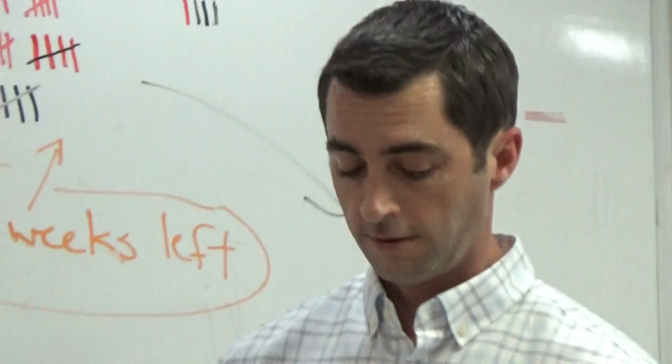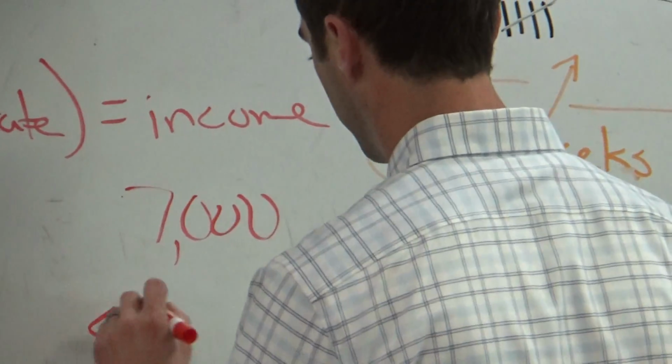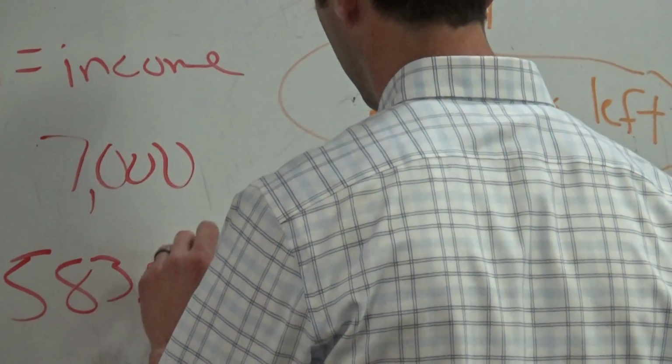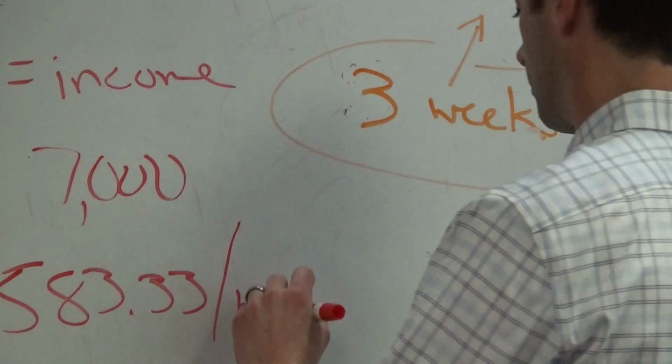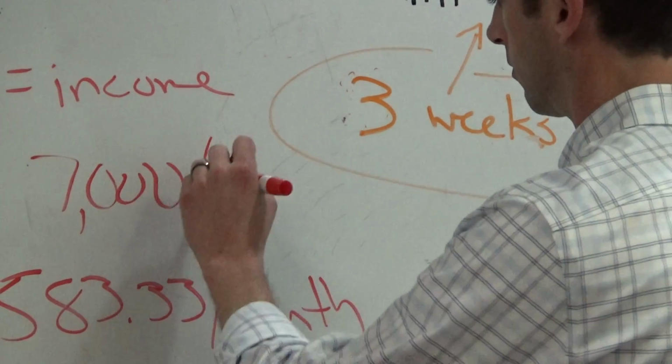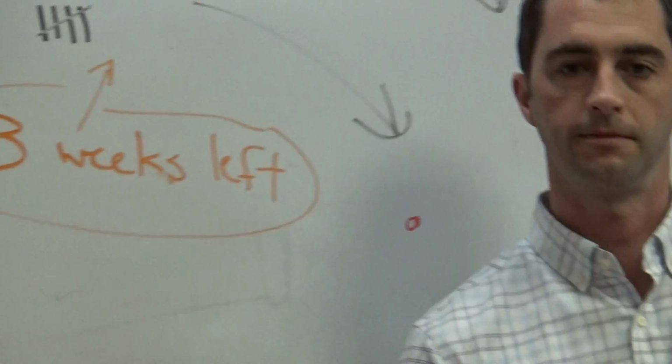You want to figure out what that is on a monthly basis for your client? Just divide by 12. $583.33. Alright? Easy peasy lemon squeezy? People make this stuff too hard. It's not hard. You just gotta understand what you're looking at.